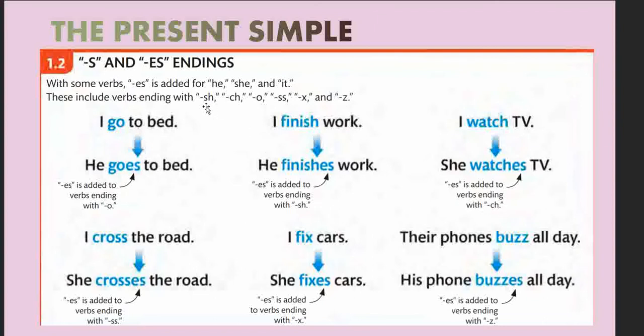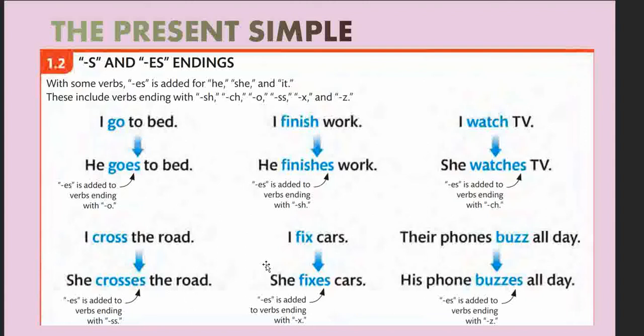Remember these suffixes. It is not exactly a suffix, it's a part of the verb. But remember these two blends, the letters double s, x or z, are part of the verb. If the verb ends with these letters, only then it will take es. Let us see the example. I cross the road, she crosses the road. Why? The word cross is ending with double s, so it will take es.